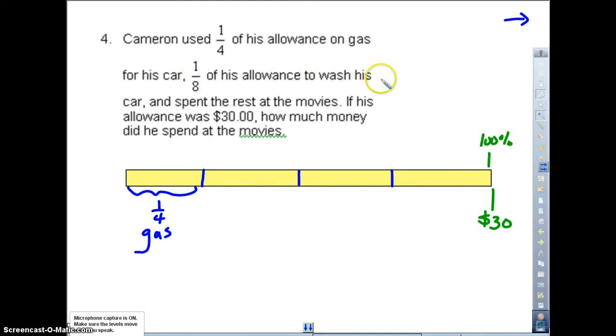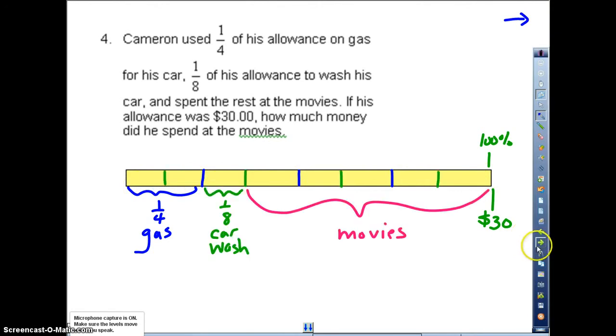1/8 of his allowance was used to wash his car. Well, we've got 4ths. Let's break this whole thing up into 8ths. If you take your 4ths and divide those in half, now we have 8 equal pieces. 1, 2, 3, 4, 5, 6, 7, 8. 1/8 went to washing his car. This amount was left over for the movies.